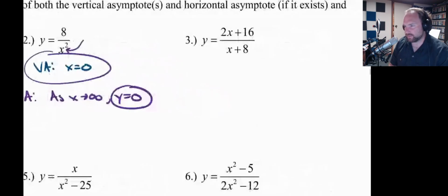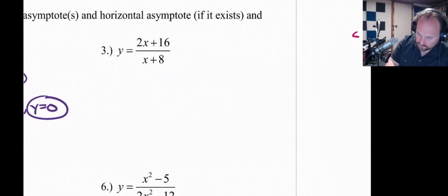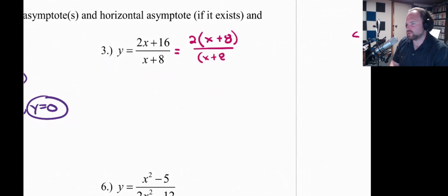Okay, number 3 is going to bring up the interesting case. What's important in this problem is that we should factor the top of the fraction first into x plus 8 times 2. And this will bring up the example I was kind of mentioning a minute ago. In this case, what we have is x plus 8 over x plus 8. So there is something happening when x is negative 8, although this graph will not have a vertical asymptote there because those factors basically cancel each other out.